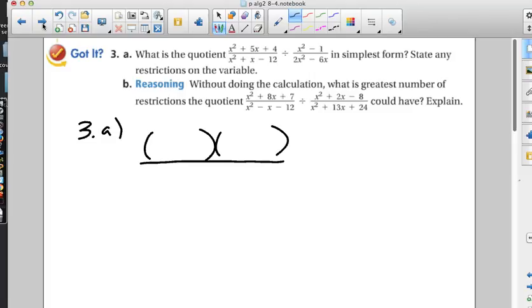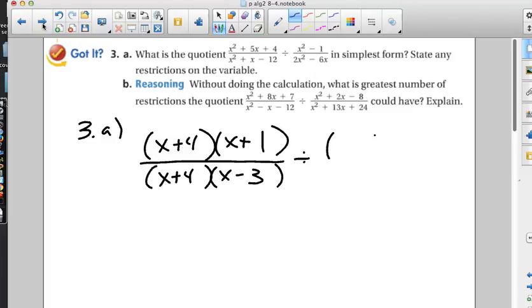So what'd you get? x plus 4, x plus 1. Same thing down here for your denominator, nothing fancy about it. What'd you get? x plus 4, x minus 1. Keep it division, because we have to be able to see the restrictions in the domain. x squared minus 1, what does that factor into? x minus 1, x plus 1. Ooh, 2x squared minus 6x.